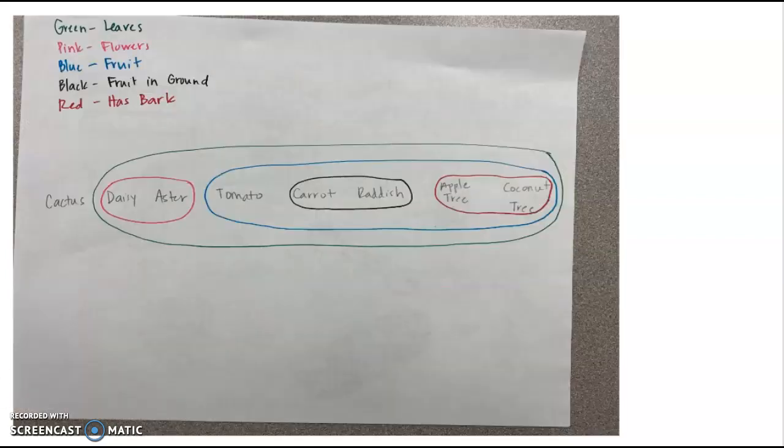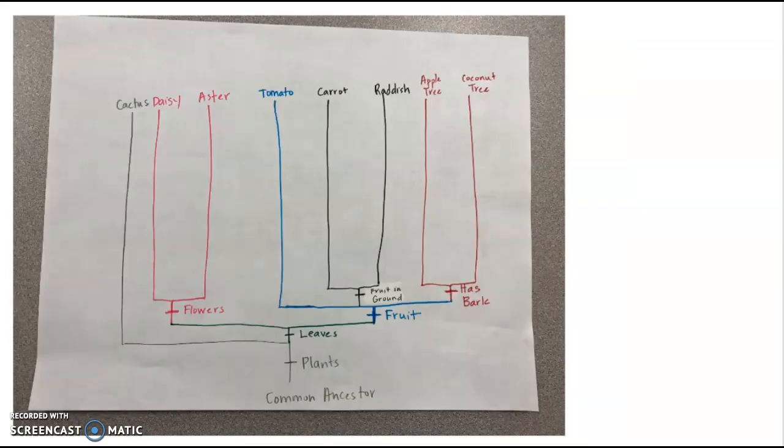And our last circle that we have is the red circle, and that's by itself, so you know there's nothing else that branches off of it. And it comes up, we see the characteristic, and you know that the apple tree also has bark, and so does the coconut. So when you're reading this, you start from the bottom. They started from a common ancestor, yes. They are all plants. Now from there, if we look at this, the cactus does not have any other characteristics.